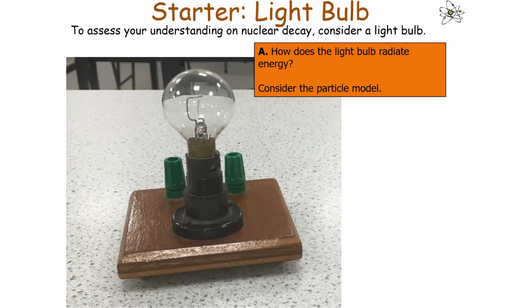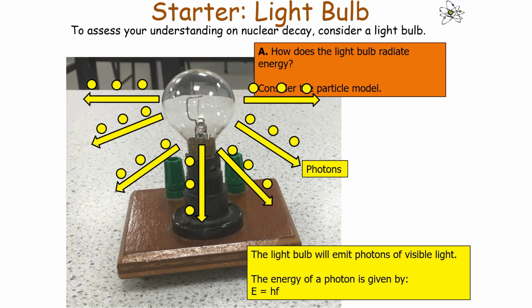To understand nuclear decay, the first thing to consider is a light bulb, because if you want to consider how light bulbs radiate energy, you've got to consider the particle model. The light bulb will emit photons of visible light, and the energy of each photon is given by the equation E = hf, Planck's constant times the frequency of the photon.